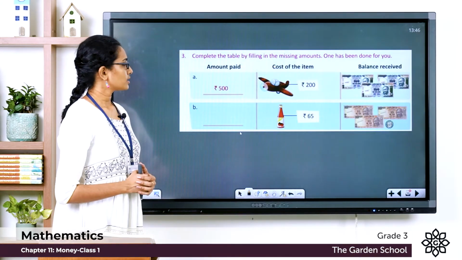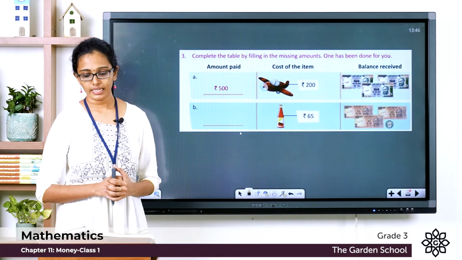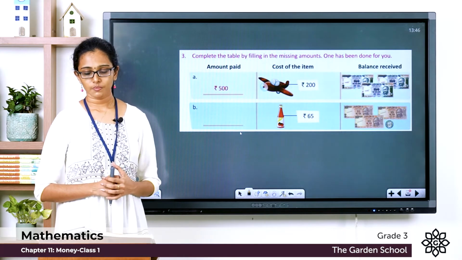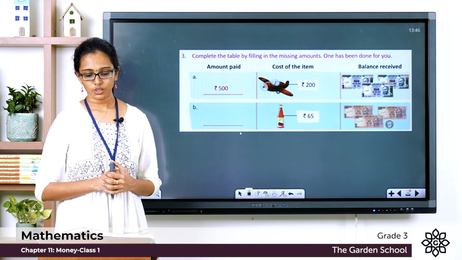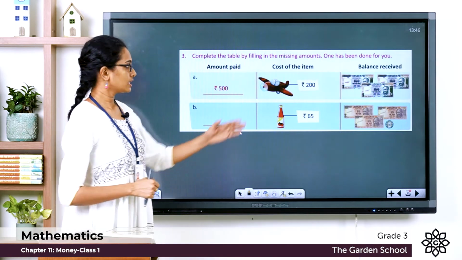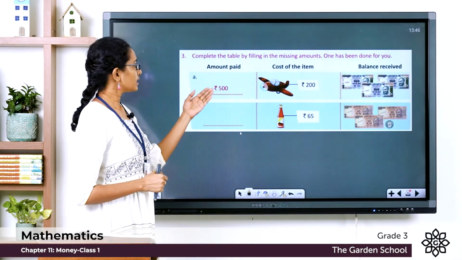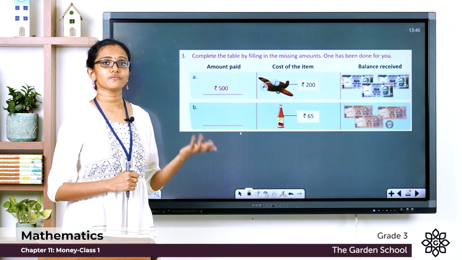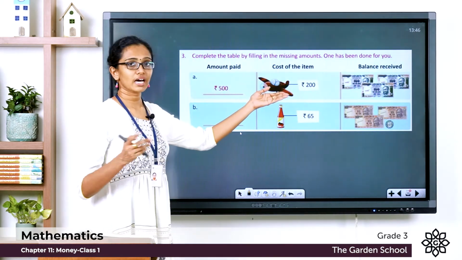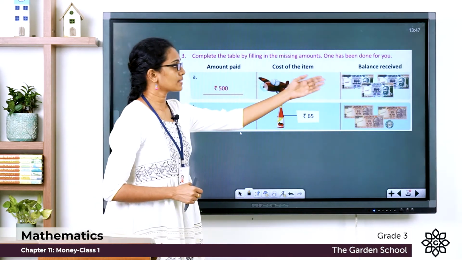Now let's move on to the next question, question number 3. Complete the table by filling in the missing amounts. One has been done for you. And the first one, question A, here in this column you can see the amount paid. This is the cost of the item and the balance received. So here in the first one, the amount paid is rupees 500 and the actual cost of the item was rupees 200. And what is the balance received?